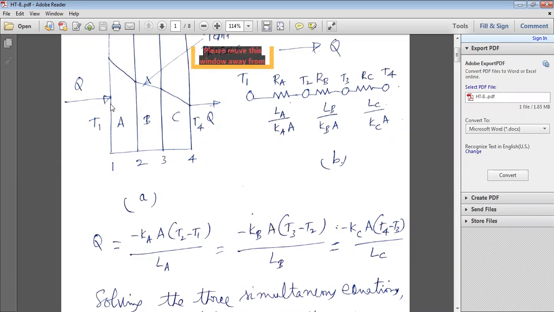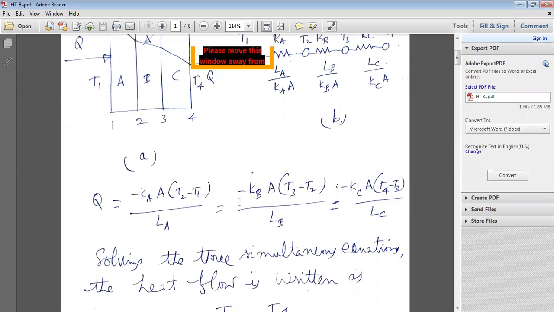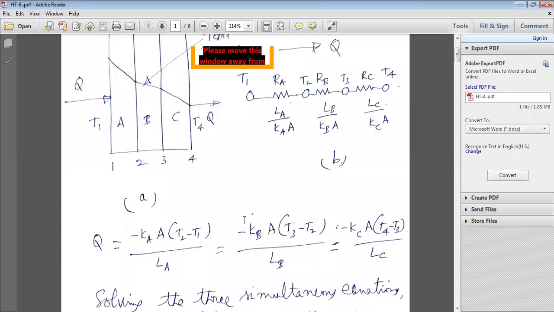The heat transfer coming through material A is equal to the heat transfer passing through material B. So this heat transfer rate, for material B, is minus Kb into A into T3 minus T2, where T3 is the temperature at the interface between material B and C, divided by Lb, the thickness of material B. That is Kb, thermal conductivity of material B, area A, T3 minus T2, divided by Lb.